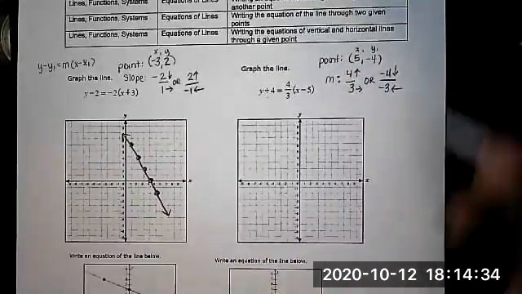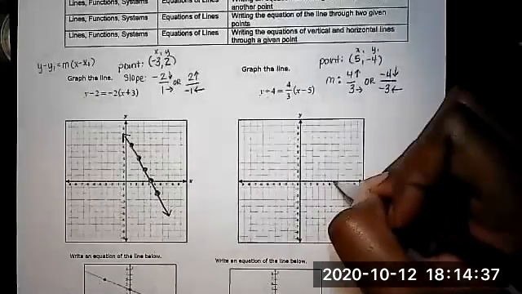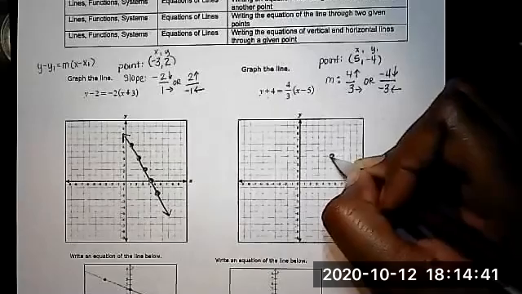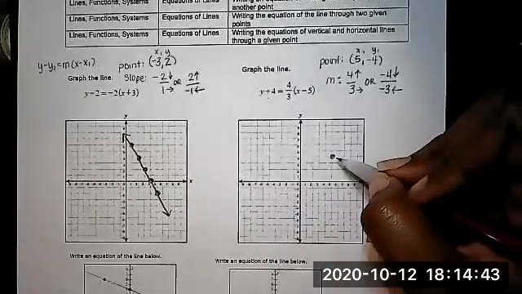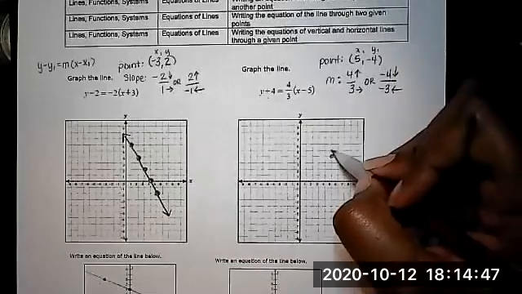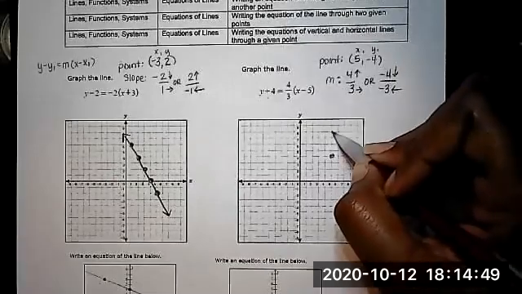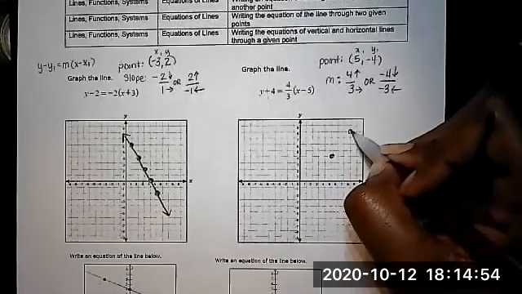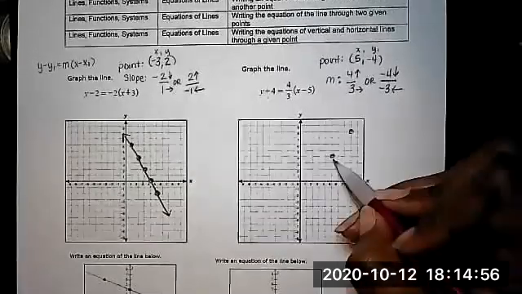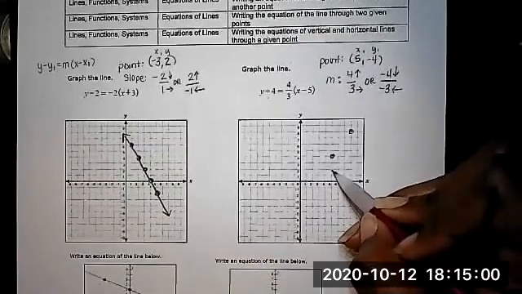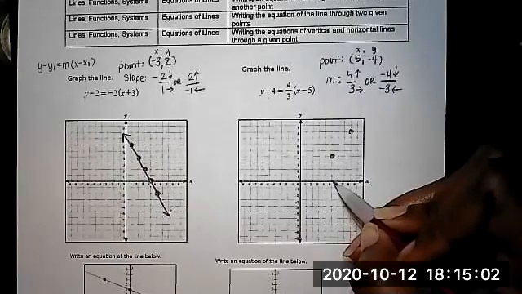Okay, so let's start with our point, +5, up 1, 2, 3, 4, that's the point. Then we're going to move using our slope, up 4, 1, 2, 3, 4, right 3, 1, 2, 3. Put a dot there. And then we're starting again from that point and going down 4, 1, 2, 3, 4, left 3, 1.